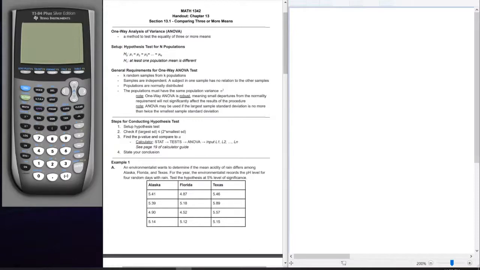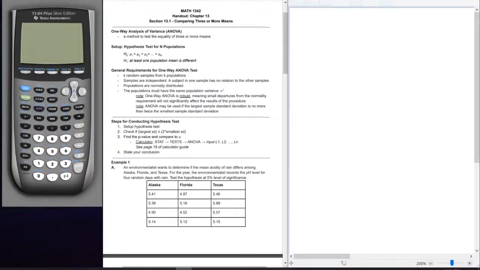Given at least 3 different populations, and we'll see an example in a bit, the null hypothesis will be set up as the mean of the first population is equal to the mean of the second population, is equal to the mean of the third, the fourth, the fifth, however many populations we have, but it has to be at least 3 for ANOVA to work.